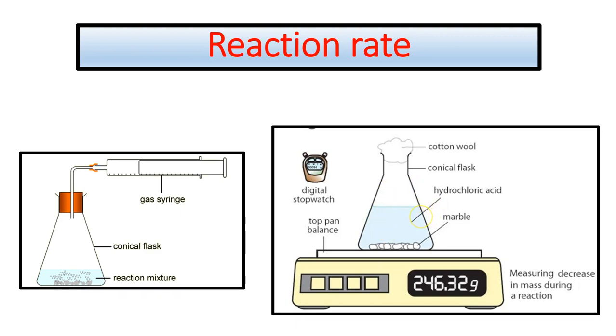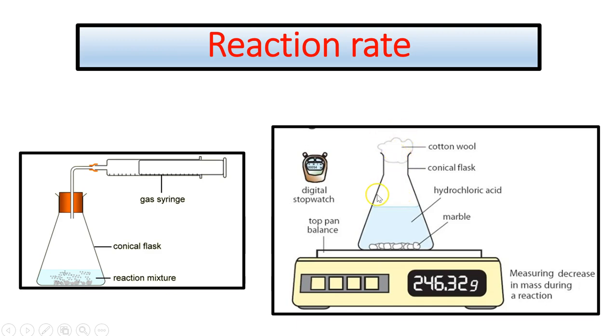Because in a reaction we know that the mass must stay constant. Now the mass in the reaction is not decreasing. The mass in the reaction is constant. But this is cotton wool. This is not a solid stopper over here that completely does not allow any gas to escape.